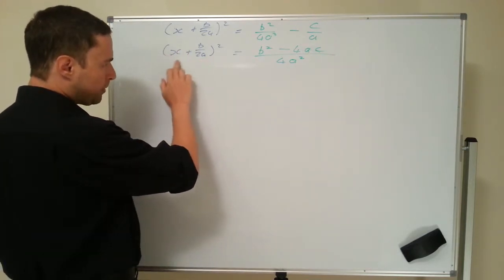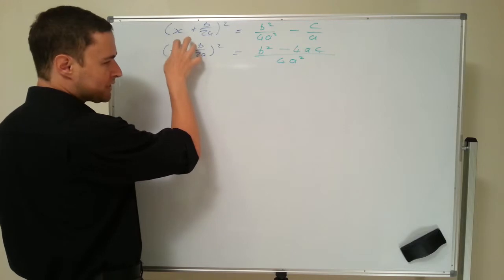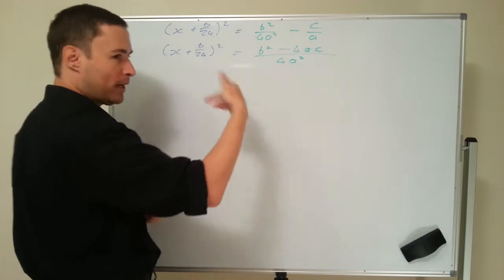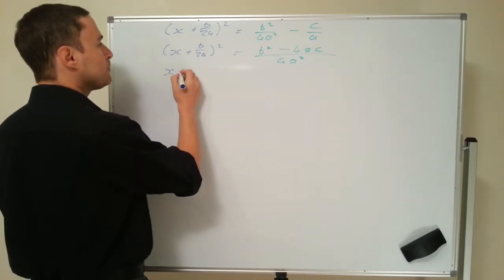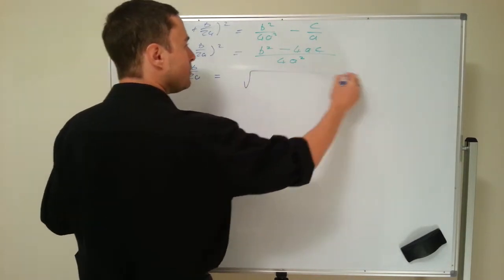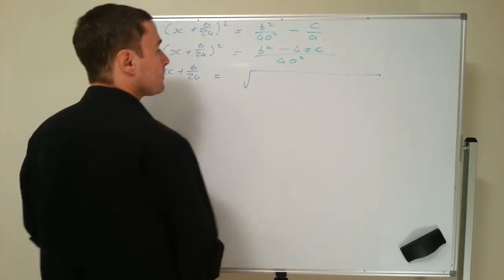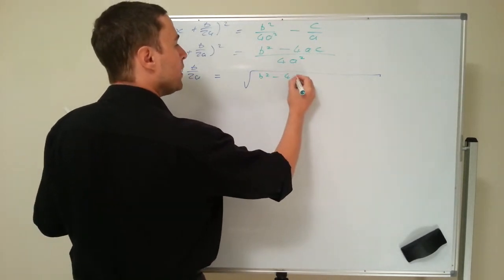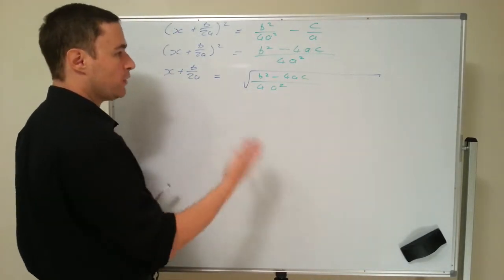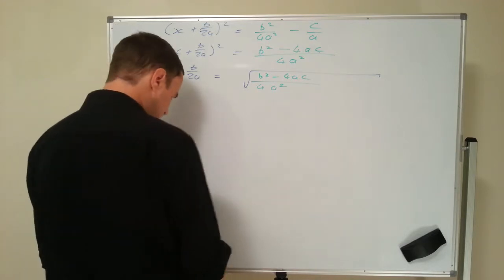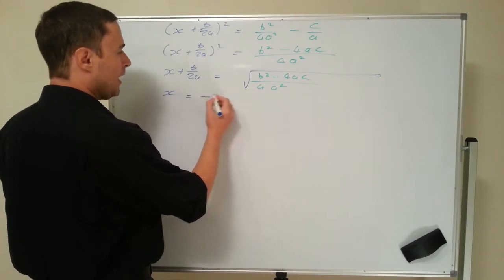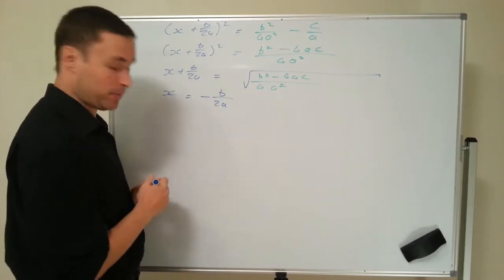Now, the next thing, I'm going to apply BIDMAS backwards to here. I can't get rid of what's inside the brackets, so if I reverse BIDMAS, I have to get rid of the index. Opposite of square is square root. So I've got x plus b over 2a equals the square root of all of this: b squared minus 4ac all over 4a squared. But this square root I can split into two of them. So let's bring this across. I've got x on this side equals minus b over 2a. Are you with me? Okay.